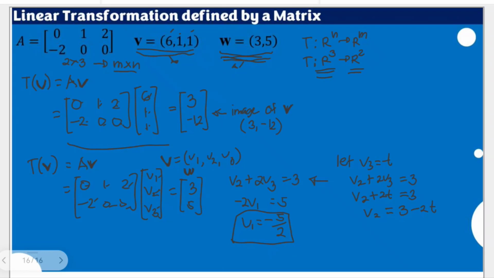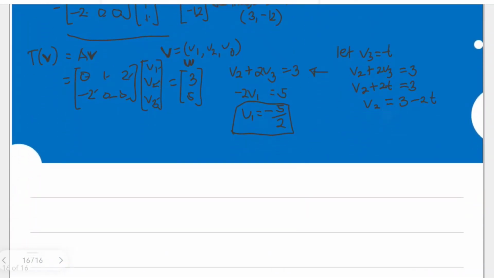This would mean our preimage, let me write it here, the preimage of vector w, pardon my handwriting, let me do it again. You'll have here the preimage of your vector w is a certain vector v with these components. You have v sub 1 negative 5 halves, your v sub 2 is 3 minus 2t, and then your v sub 3 is t.